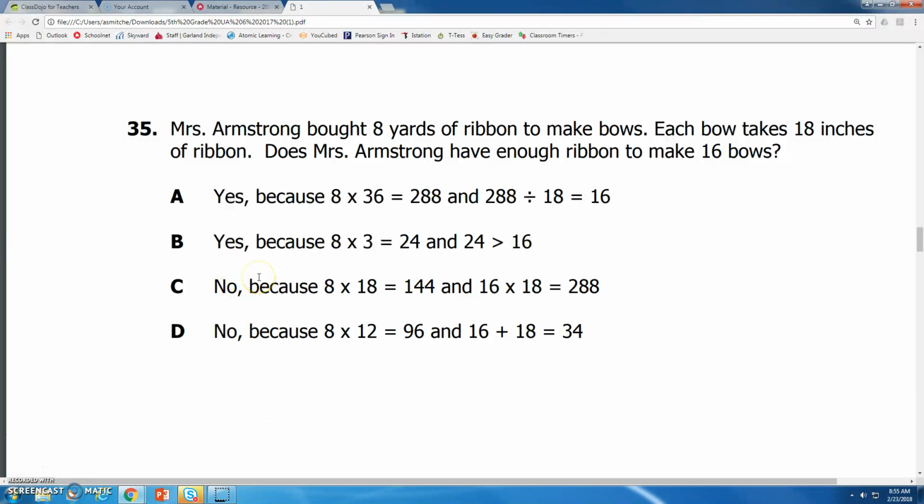Yes, because 8 times 3 equals 24, and 24 is greater than 16. Or is it C? No, because 8 times 18 is 144, and 16 times 18 is 288. Or D? No, because 8 times 12 is 96, and 16 plus 18 is 34. This is a tricky one. Work it out and hit pause and come on back.